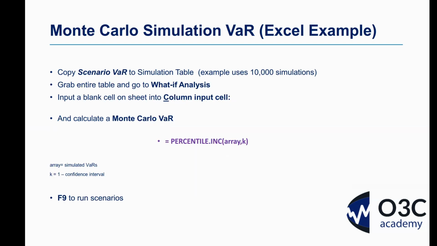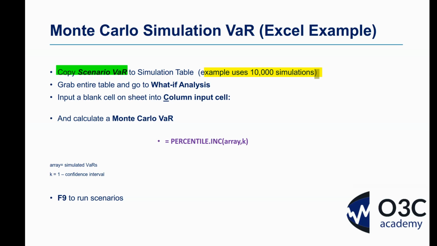So we calculate that scenario VAR, as we're going to call it, and we're going to copy that scenario VAR to what I'm just going to call a simulation table. Now, the example I'm using uses 10,000 of those simulations. So it's quite a large number here, just to make what we are looking at more valid. Okay, so 10,000 simulations. Now, what we would then do with those simulations, you'll see me do this on Excel. I'm just telling you the process I'm going to go through.